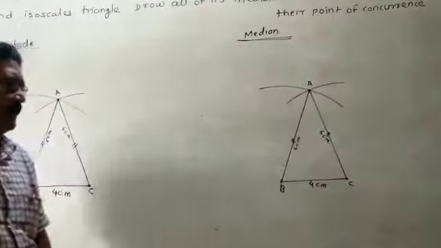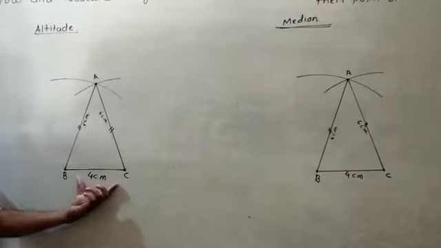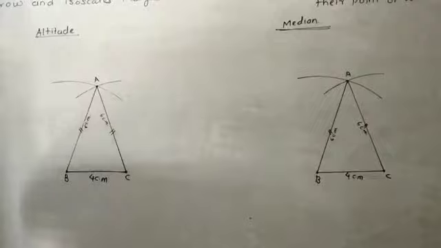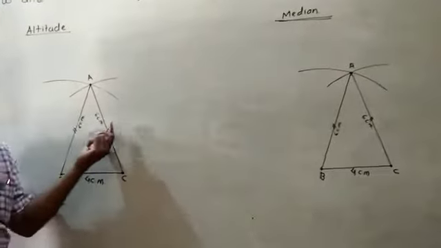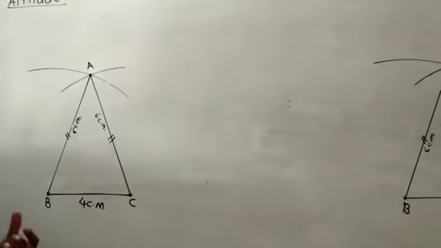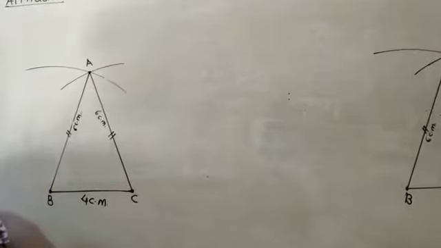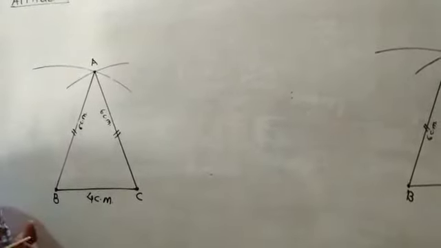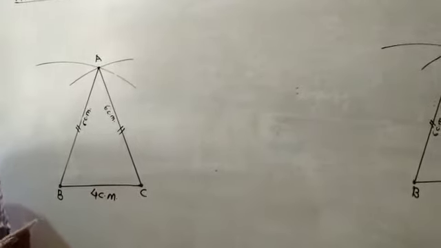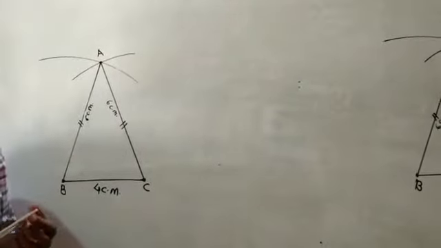So here I already drew this isosceles triangle. This side BC is 4 centimeter, this side AB is 6 centimeter, and this side AC is 6 centimeter. Both the sides are 6 centimeter. This side is 4 centimeter, and you have to draw the altitude. If you want to draw the altitude, at that time you have to use the set square. And what is the meaning of isosceles triangle? The triangle with any two sides congruent is called an isosceles triangle. Here you have to draw the altitude to this isosceles triangle.